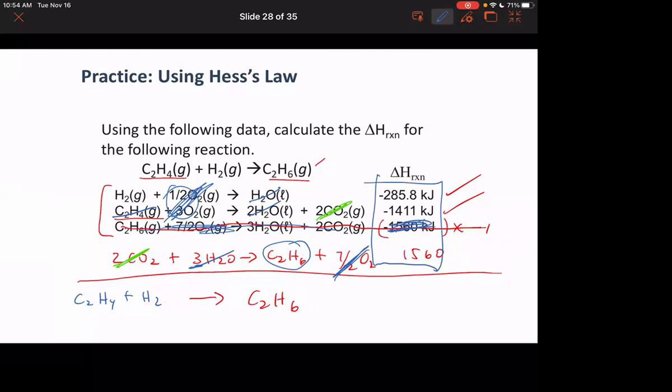So 1560, negative 285.8, negative 1411. What do we get? What is it? Negative 136.8. And that's kilojoules. And that's Hess's law. This is like a puzzle. Look at what you have, manipulate, change to get to the reaction you need. Questions?